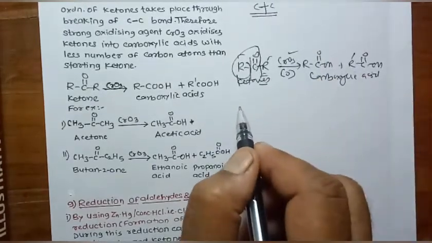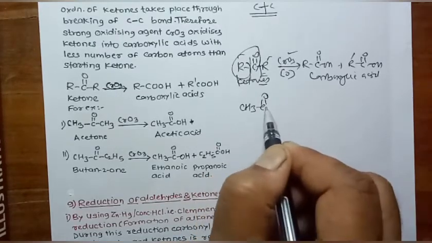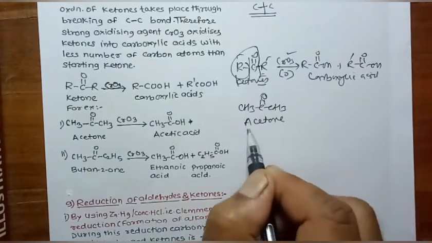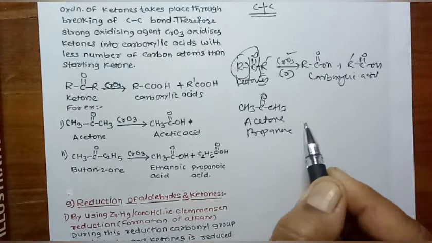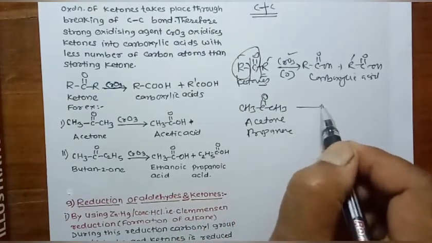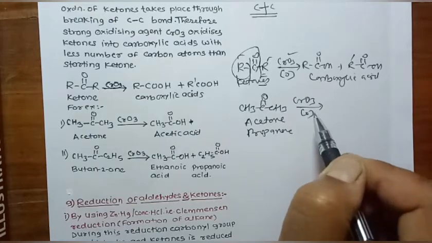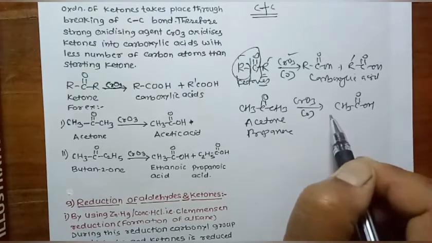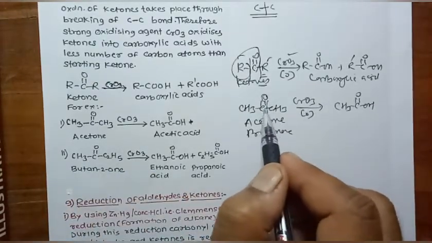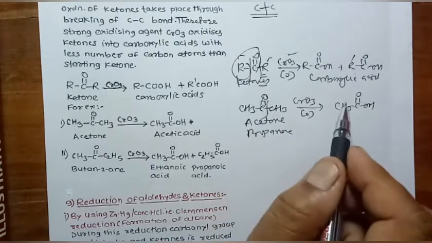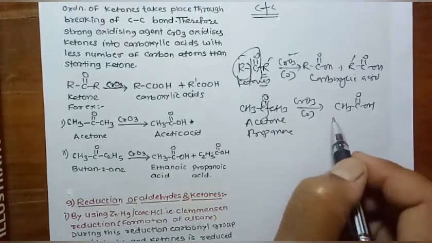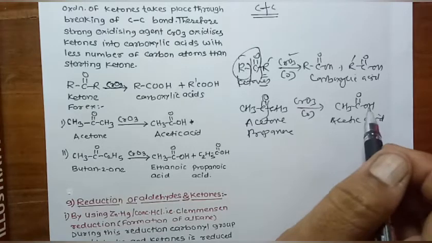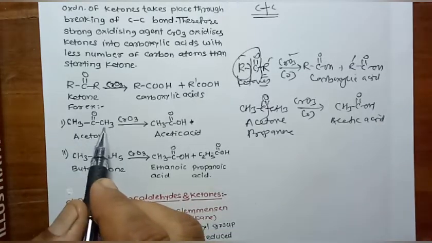For example, if both alkyl groups are similar, the example is acetone, or propanone. On oxidation by using CrO3, it gives two molecules of CH3COOH. Here the bond between this carbon and these two carbon atoms breaks, and it gives CH3 C double bond OH, two molecules of CH3COOH, which is acetic acid.